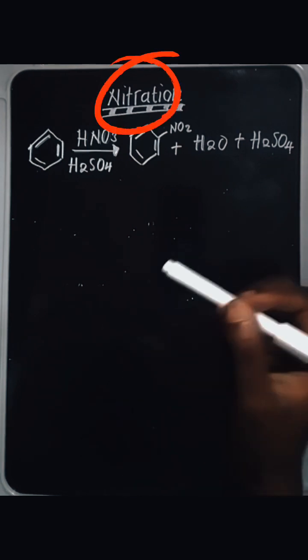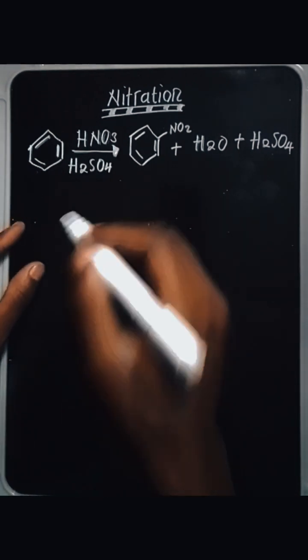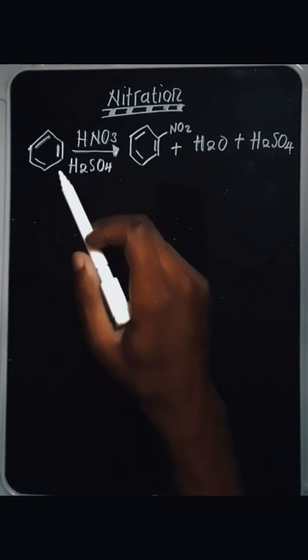Yeah, so let's talk about nitration. So nitration, again, is quite easy. The only thing you need to take note of is you need to be able to draw the correct structures. If you draw the wrong structures, you mess up. So you start with your benzene.